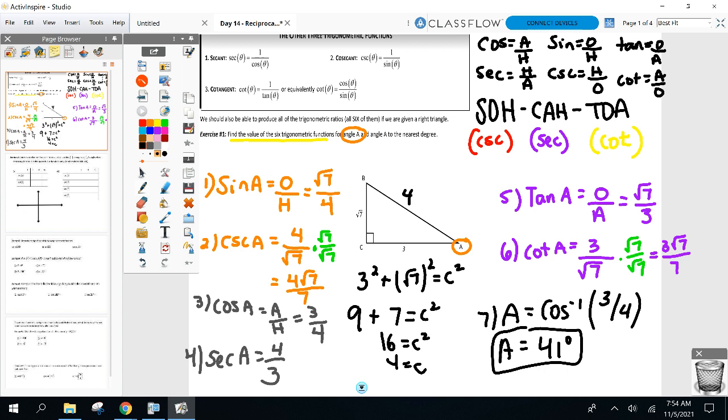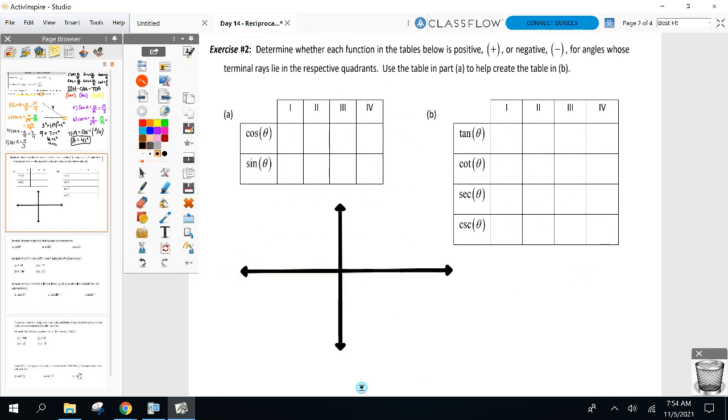I want to work with these new three with everything we've done. All right, where are they positive? Where are they negative? What quadrants, right? We've done this before. What's the device we have to help us out? All students, what's the S mean? What's this S mean in the second? Sine is positive. What about everything else? Okay, what's the T mean in the third quadrant? Tangent's positive in the third, and then C in the fourth tells me cosine's positive in the fourth.